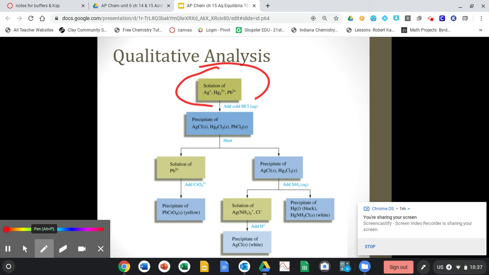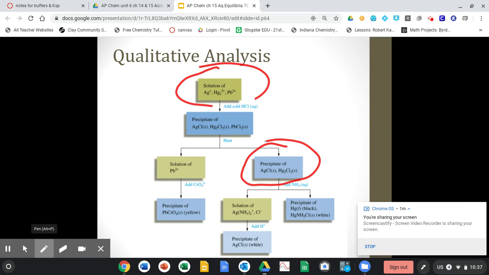And then if you heat the solution, the lead chloride will actually dissolve. So then you would filter it, and what would stay in the filter would be these precipitates. And then you double check to make sure that you have lead: you're going to add chromate, probably potassium chromate, some soluble form of it, and you'll get a precipitate of lead(II) chromate that's yellow. And so that would be your confirmation test.